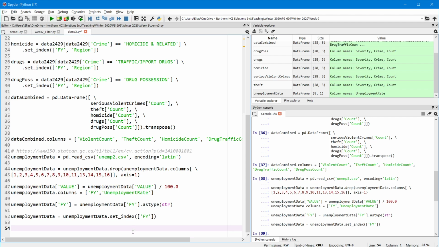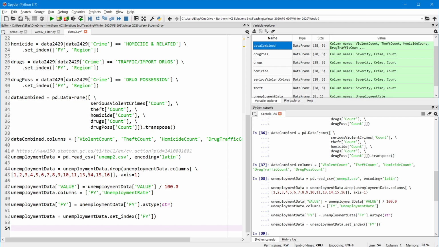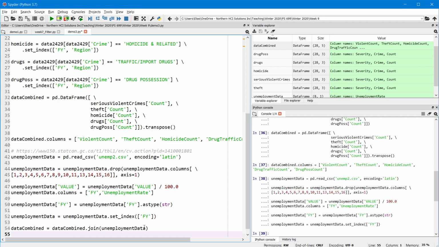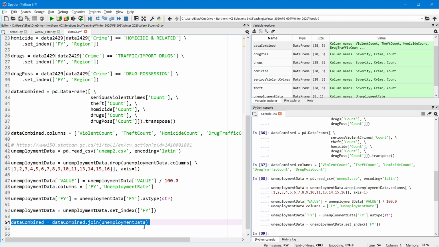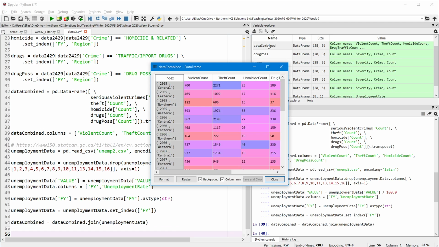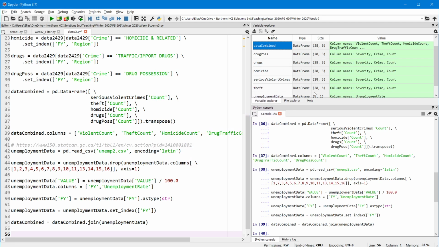So we're going to combine these 2 data frames. Remember, we created that datacombined, which has our 5 crimes indexed by fiscal year and by region. So we will combine these 2 data frames using datacombined.join. Now we have our datacombined.join, and we've joined it with the unemployment data, and you'll see that I've got 1 extra column here called unemployment rate. Excellent.